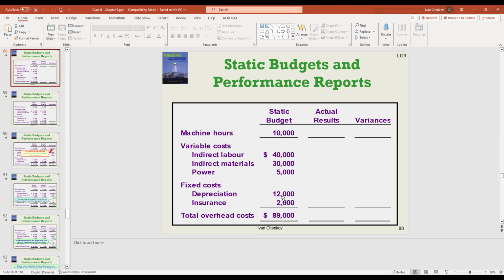Variable cost per unit is always the same, right? For the fixed cost, which one doesn't change? Total fixed cost or fixed cost per unit? Total fixed cost never changes. Great, as long as we stay in the relevant range.